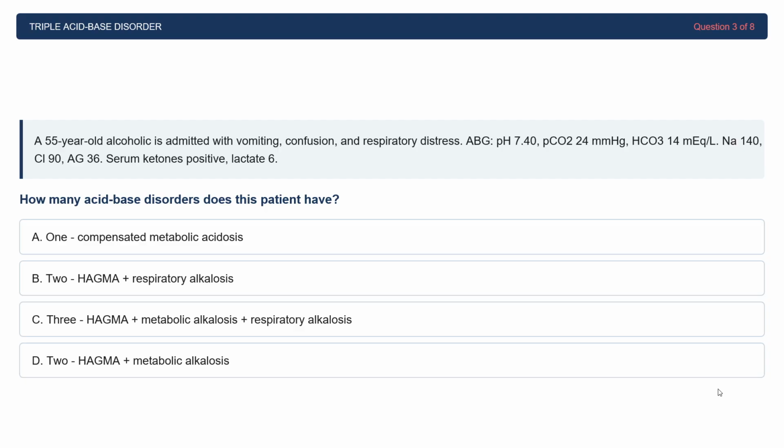Option A, one, compensated metabolic acidosis. Option B, two, there is high anion gap metabolic acidosis plus respiratory alkalosis. Option C, three, high anion gap metabolic acidosis plus metabolic alkalosis plus respiratory alkalosis. Or option D, two, high anion gap metabolic acidosis plus metabolic alkalosis.